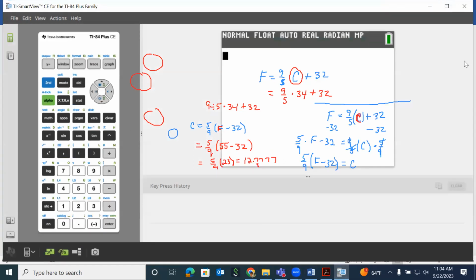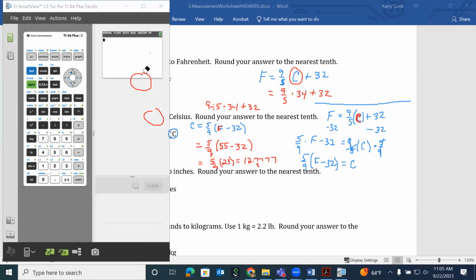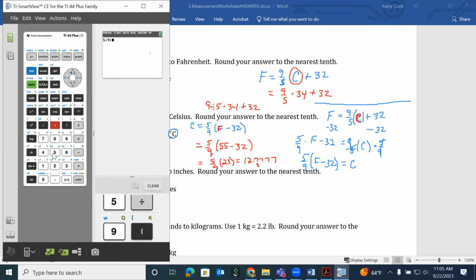Let's see if I can make this a little bit smaller and move it. Okay. So on my calculator, we could type this formula right here before we did any simplifying. You can type in 5 divided by 9, open a parentheses, 55 minus 32, close the parentheses and press enter. And there's your 12.777777. And so it would round to 12.8. So feel free to use the power of that calculator.